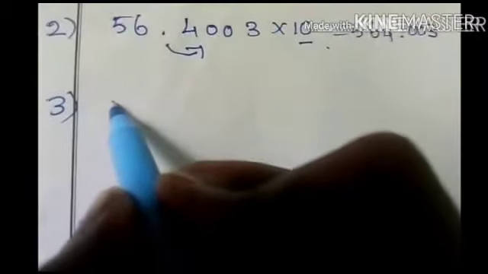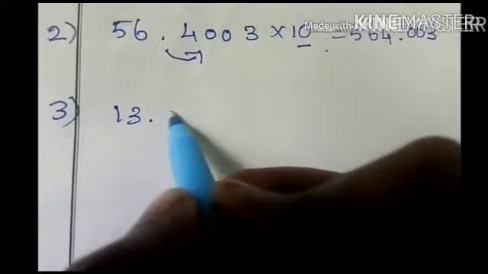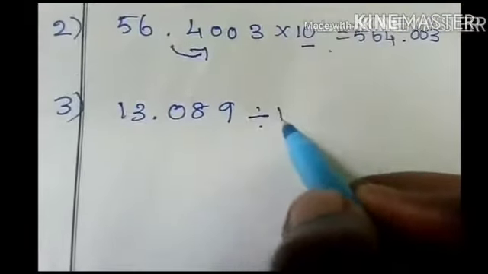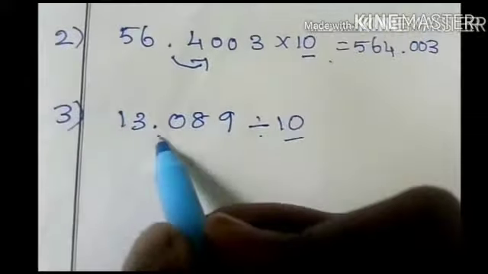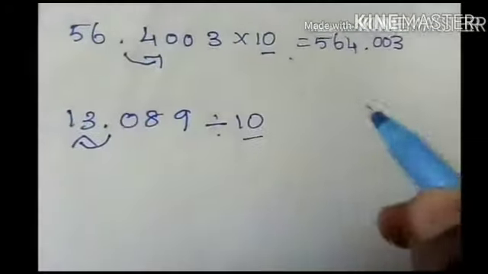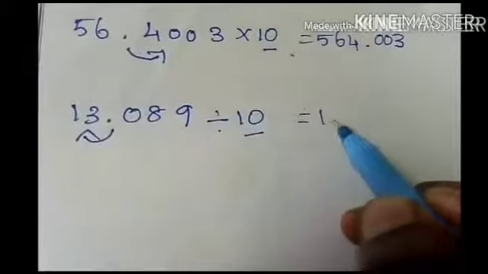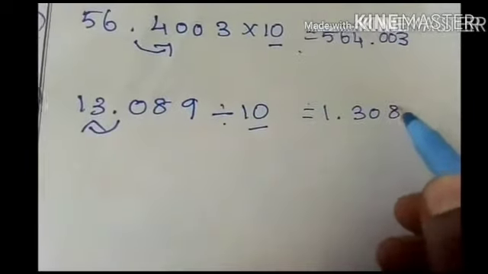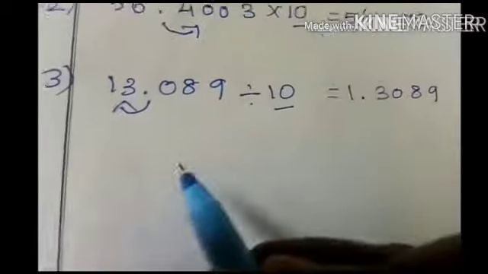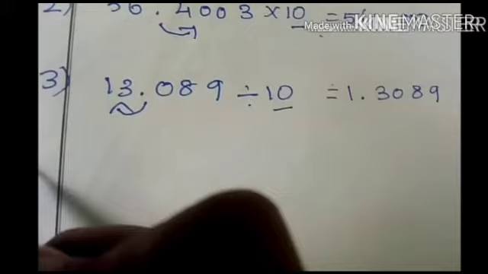Third one, 13.089 divided by 10. 10 has only one zero, so we shift the decimal point 1 place to the left. So your answer is 1.3089.